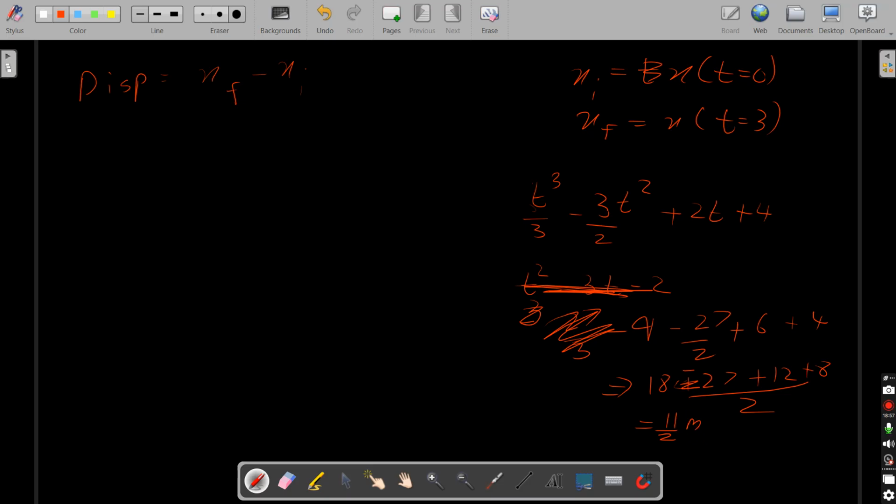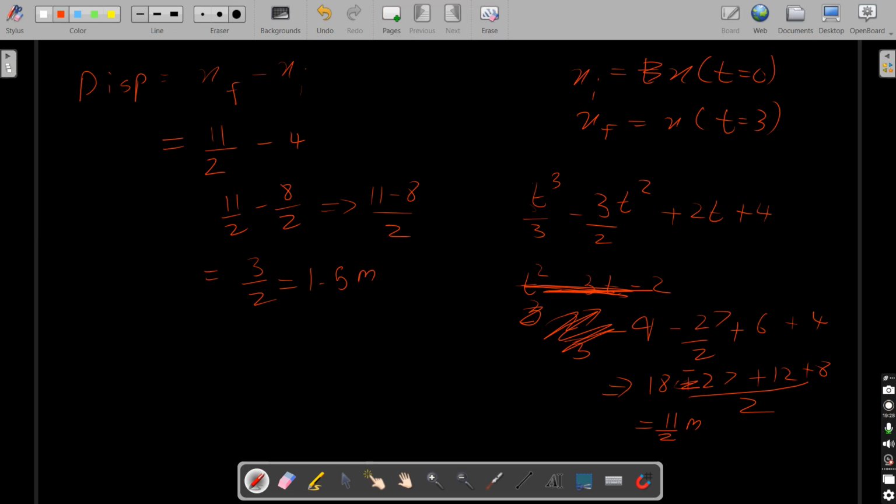And let's substitute 11 by 2 in place of final position and 4 in place of initial position. So this becomes 11 by 2 minus 8 by 2. This becomes 3 by 2, right? Meters. Let's write it as 1.5 meter.